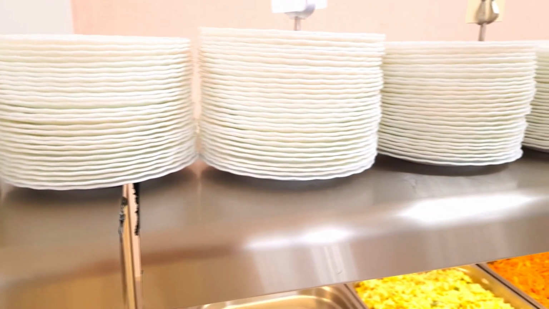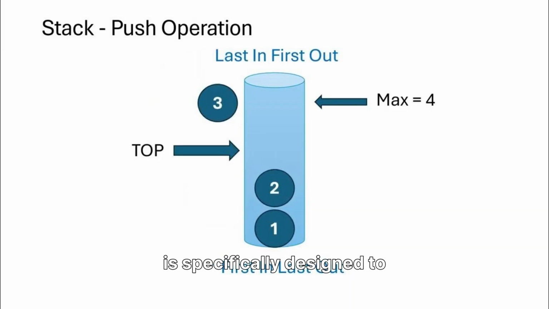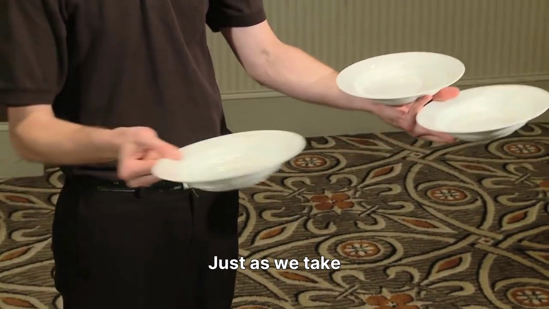you'd grab next. Conversely, the Pop method is specifically designed to remove and return an item from the stack. It always retrieves the item currently positioned at the very top. Just as we take the top plate off the stack, Pop retrieves the most recently added item. This ensures the last element that entered is the first one processed.